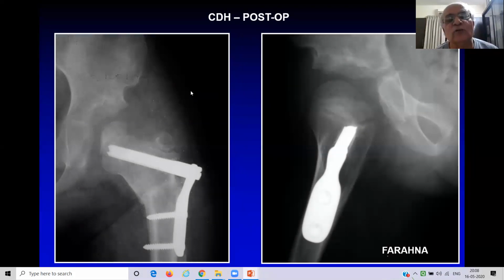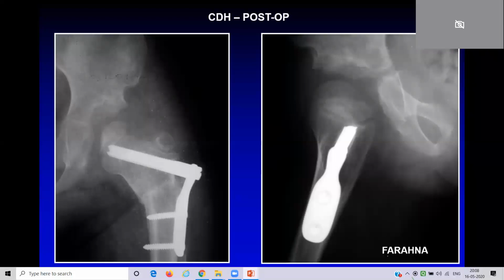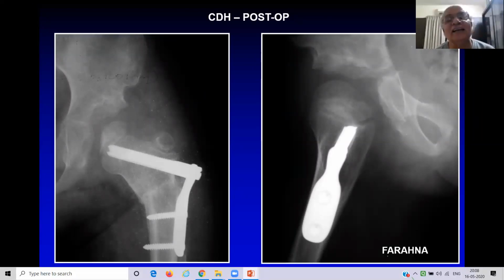Does anybody know this implant? Smith-Petersen nail. Yes, it is a pediatric SP pin and plate. Who was the man who brought it to India? Dr. A.K. Talwalkar from Mumbai.